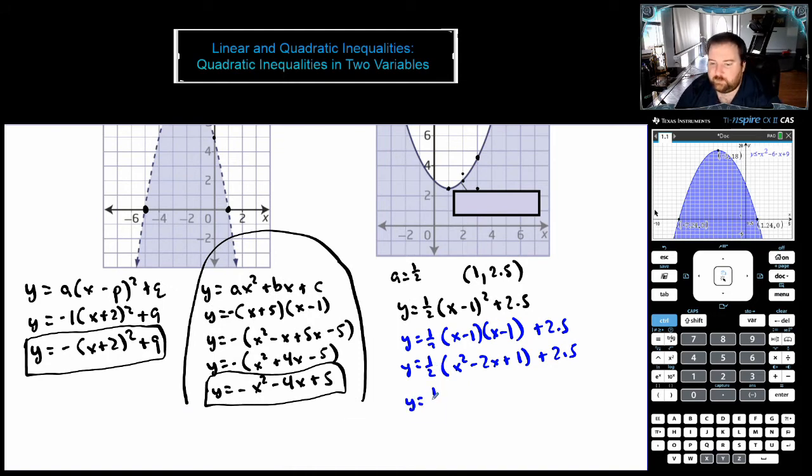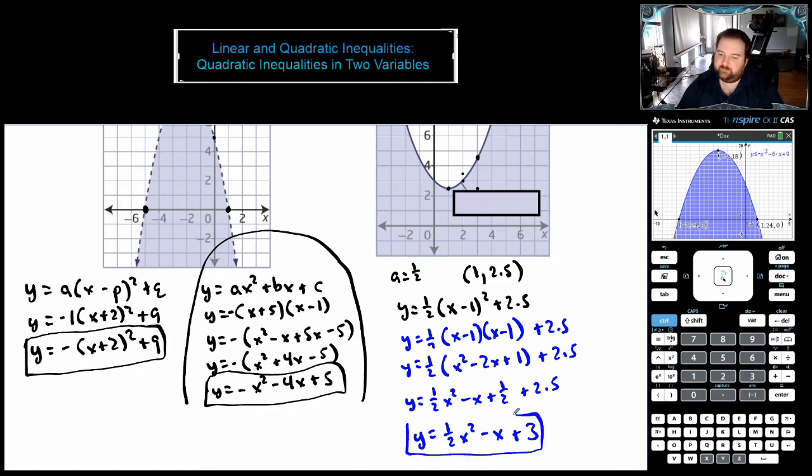So y equals 1/2 times x squared is 1/2 x squared. 1/2 times -2 is minus x. 1/2 times 1 is plus 1/2. And then now I can add this in, plus 2.5. So my final answer is 1/2 x squared minus x plus 3, since 1/2 plus 2.5 is 3.